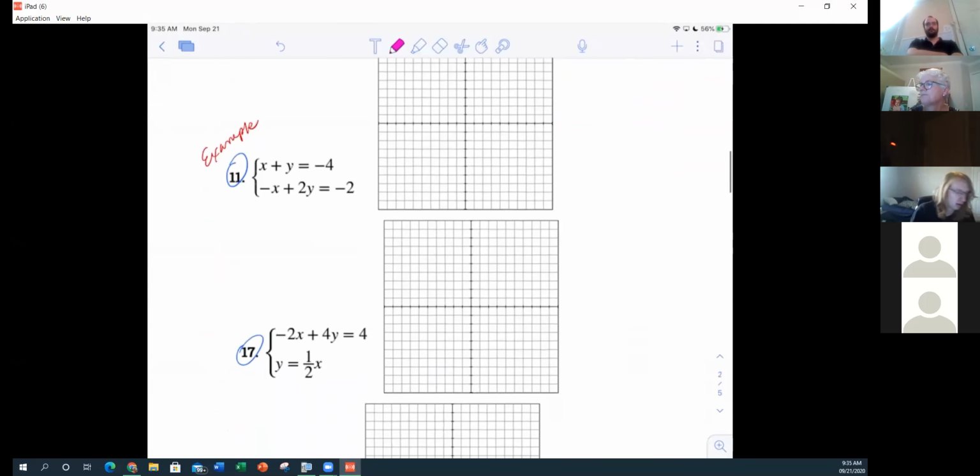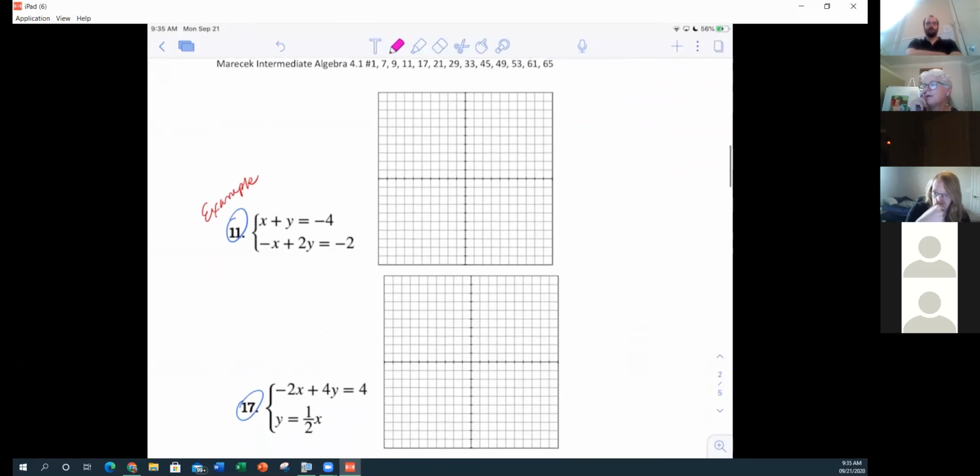Okay. Oh, I guess I will show. I want to show one. So like on number 11, and this is from the homework. So if you want to do this along with me, that would be great. This is by graphing.